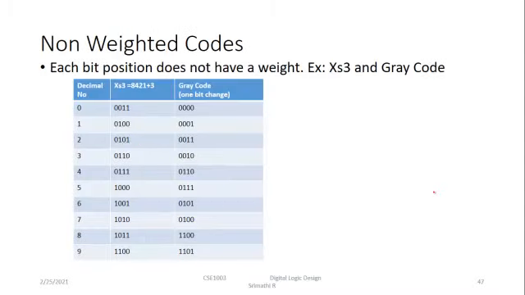And non-weighted code is nothing but a code in which each position is not given a weight. Hence, it is said to be non-weighted code. Examples for that are binary code, XS3 code and gray code. What is XS3 code? It is the 8421 code number plus the decimal number 3.